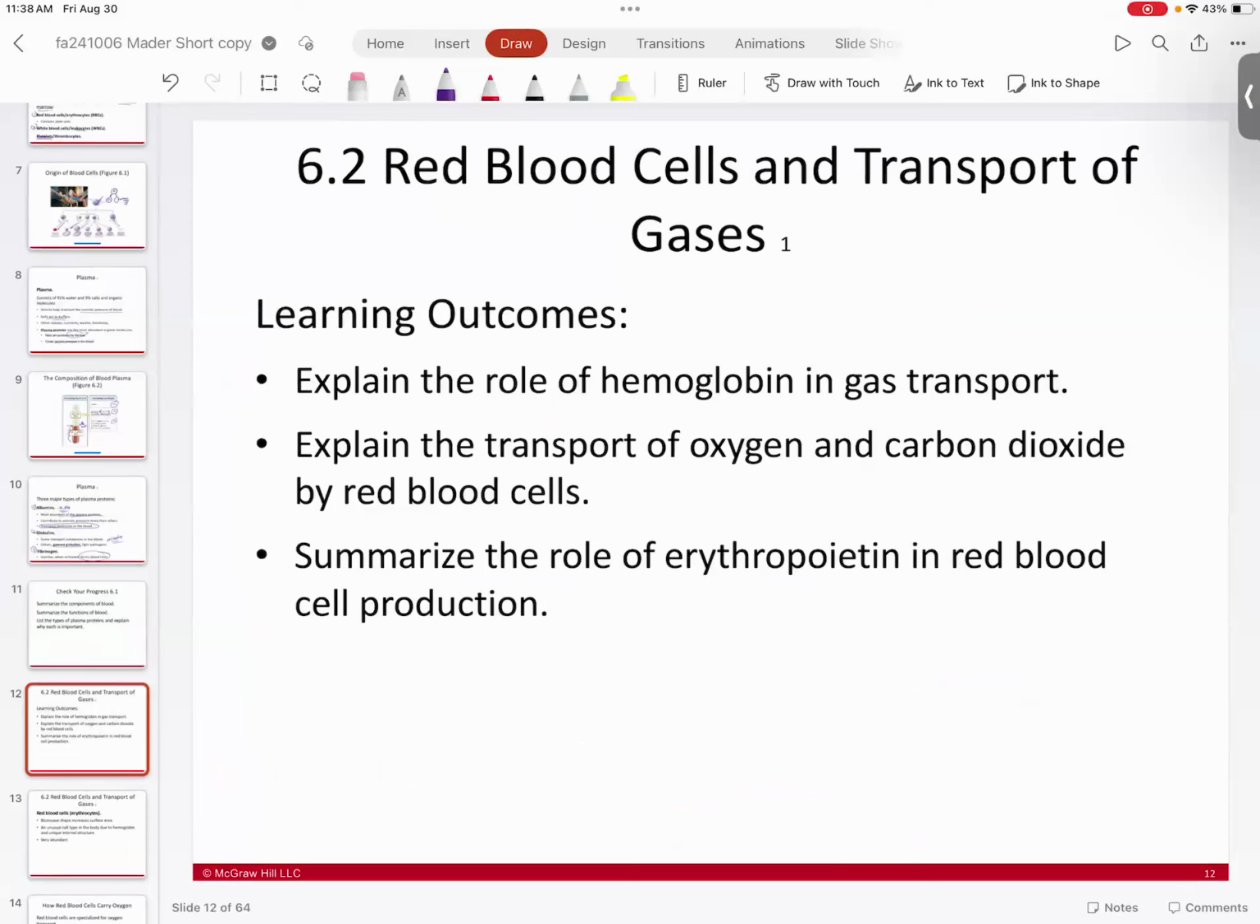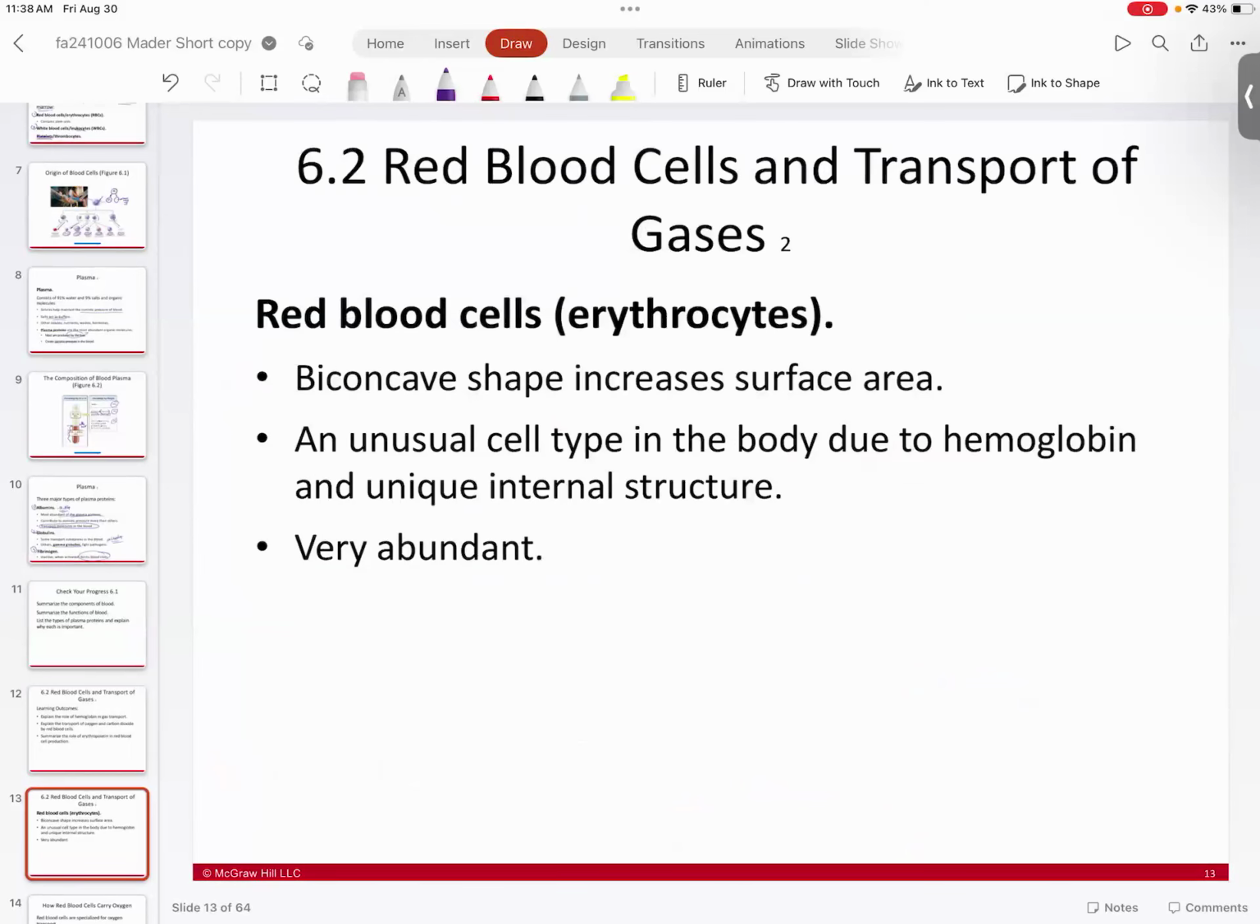So essentially, when you take a look at red blood cells, they're transporting gases. So we're going to take a look at this, and we're going to focus in on red blood cells here. So typically they have what's called a biconcave shape that increases surface area. So that's kind of what you're going for there. And it's unusual in the sense that they have a slightly different internal structure. They basically have no nucleus. Every other cell in your body has a nucleus, but not red blood cells. And you have a lot of them.